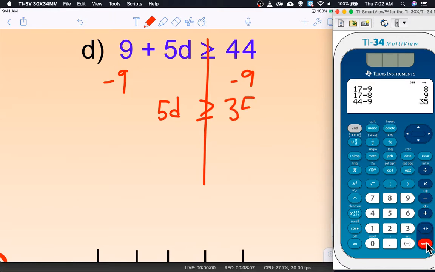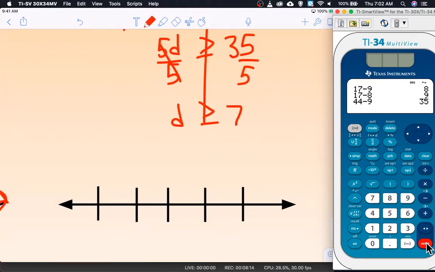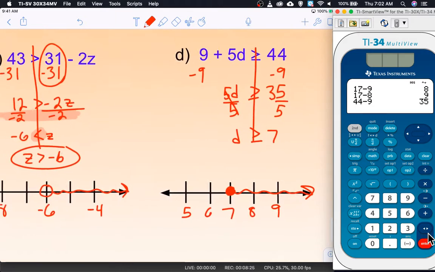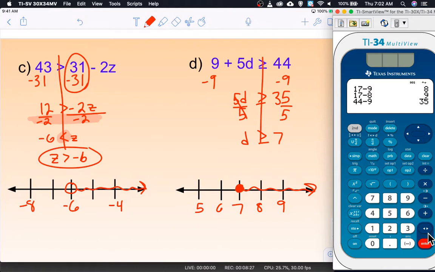Yep. Divide by 5 on both sides. Those cancel. D is greater than or equal to 7. And then graph 5, 6, 7, 8, 9. Solid dot at 7 shaded to the right, which is greater than. There. Much quicker, much easier.